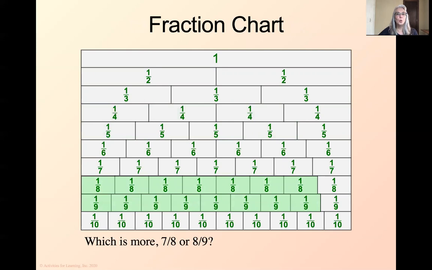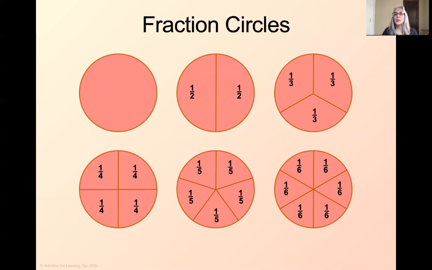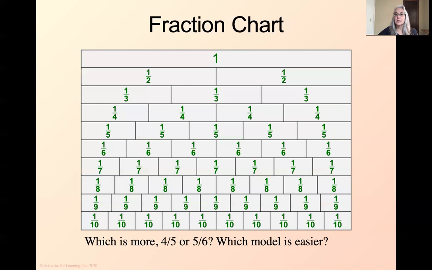So we're comparing them. Now, but what if we were using fraction circles? What's more, 4/5 or 5/6? Whew, that's kind of hard to tell. That's our problem with our fraction circles. Which model is easier? I think it's going to be the linear one. This is going to be much easier.